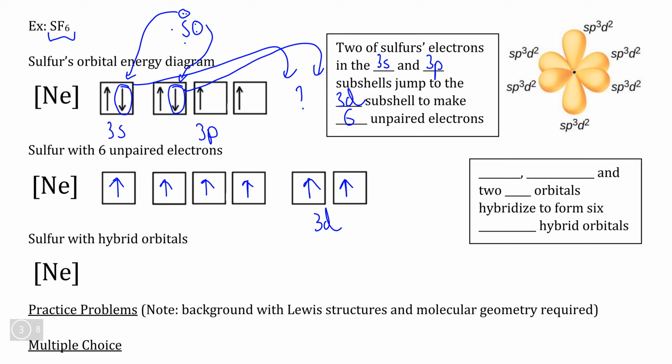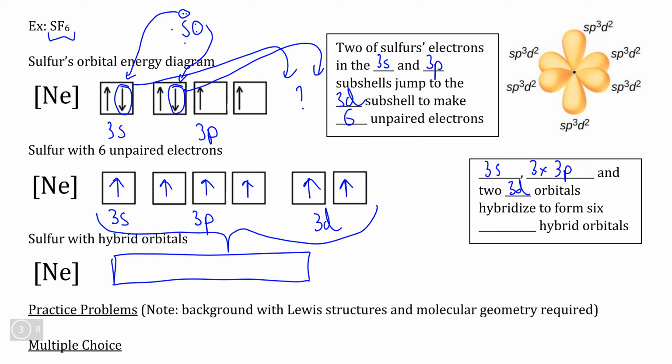But again, we have the same problem. We cannot fill the 3d subshell with electrons until both the 3p and the 3s subshells are completely full, because this violates the Aufbau principle, which is why we undergo a hybridization event. We're going to take sulfur's 3s subshell, all 3 of its 3p orbitals, and 2 orbitals within its 3d subshell, and hybridize them together such that we get a new hybrid subshell involving these 6 orbitals here.